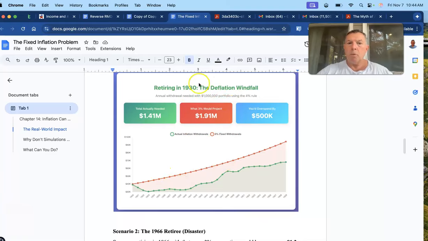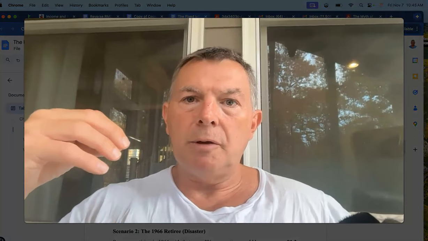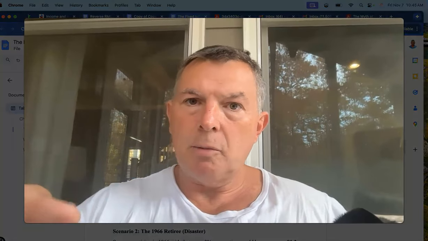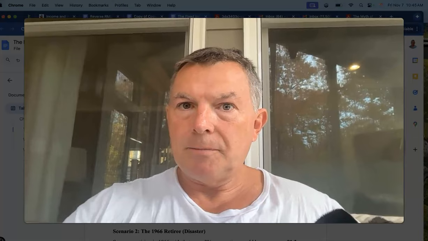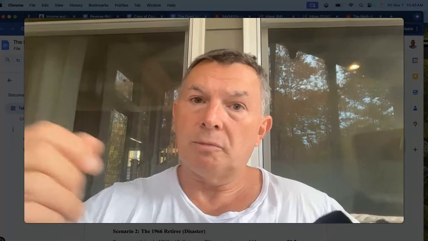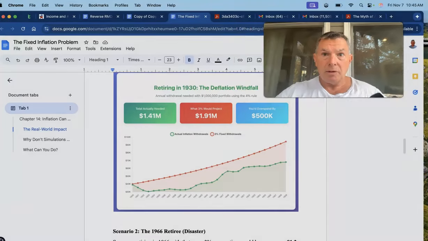We end up taking 1.9 million out. In reality, though, we've only needed to take 1.4 million. All right, so we overspent by $500,000, which meant if we retired in 1930 running these models of fixed 3% inflation, an investment return with a standard deviation, we would have said that we need 500,000 more to keep up with inflation than we actually did. And that meant you probably would have worked longer or spent less, which is unfortunate because you would have left money on the table or you would have left time on the table.